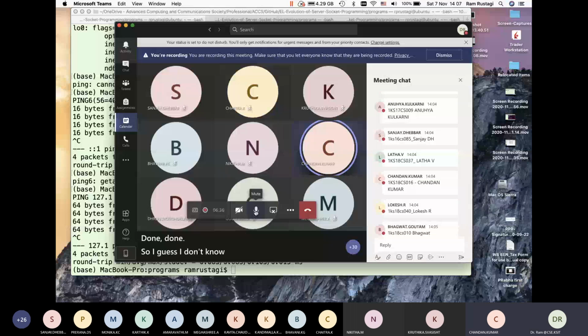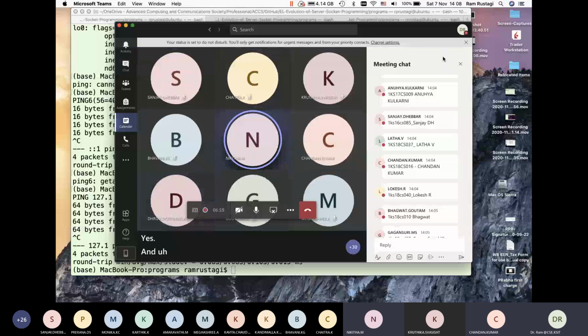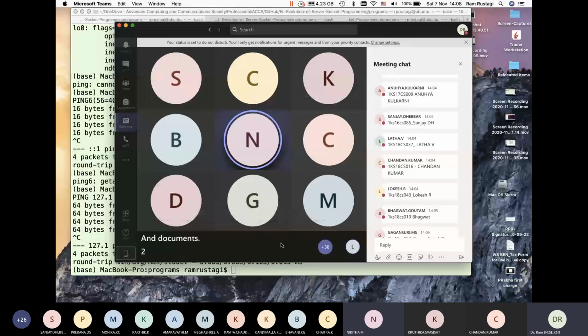What is the number of bits in IPv4 addressing? 32. So what are the max possible values you can have? 2 power 32. And how much is that in decimals? 2 power 32 is about 4 billion. That means the maximum possible IP addresses that you can have is about 4 billion.